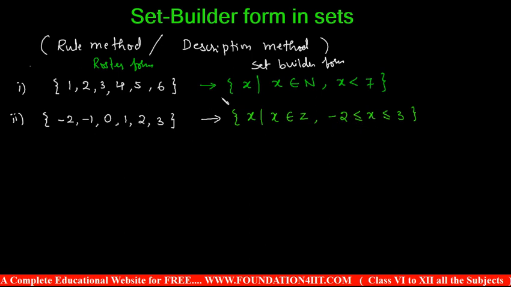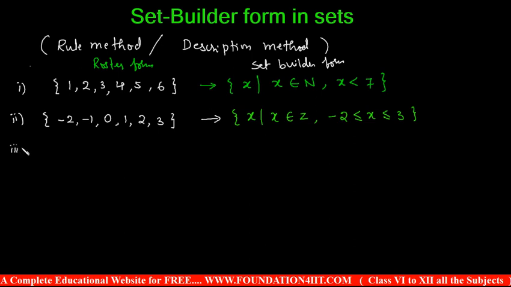We won't write the elements again, but within the braces, we take some x such that x belongs to integers. Here x is between -2 and 3, including -2 and 3 also. So -2 less than or equal to x, less than or equal to 3 we can write.